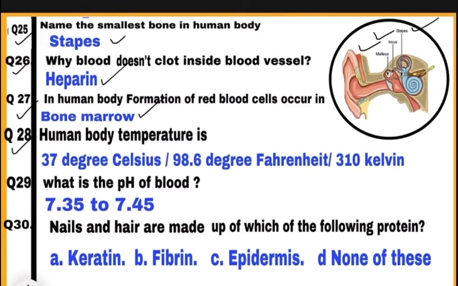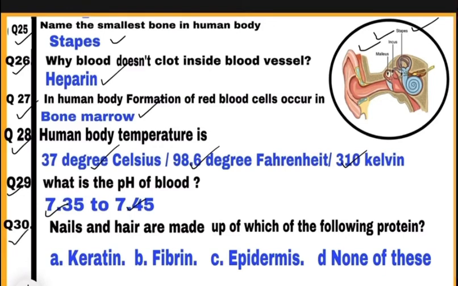28. Human body temperature is 37 degrees Celsius or 98.6 degree Fahrenheit or 310 Kelvin. 29. What is the pH of blood? The pH of blood is 7.35 to 7.45. It is slightly basic in nature.